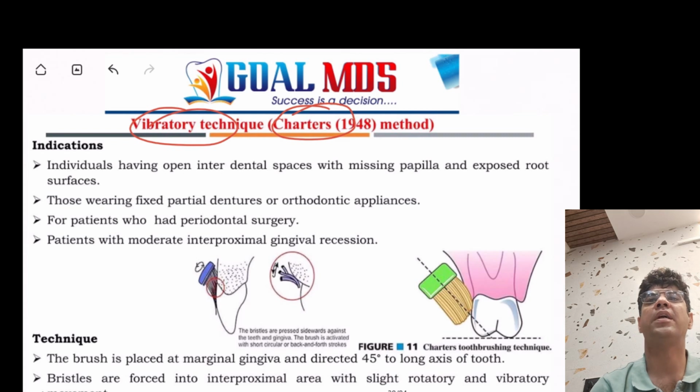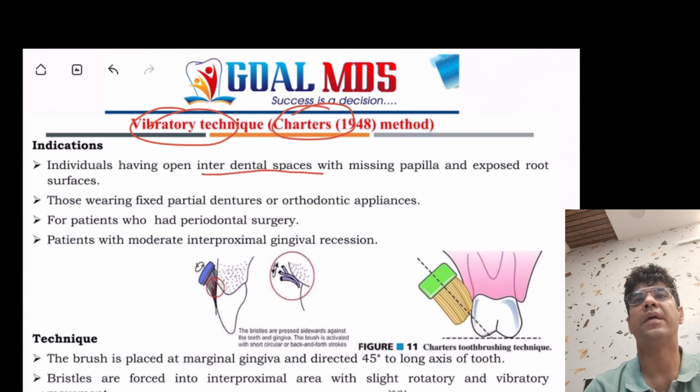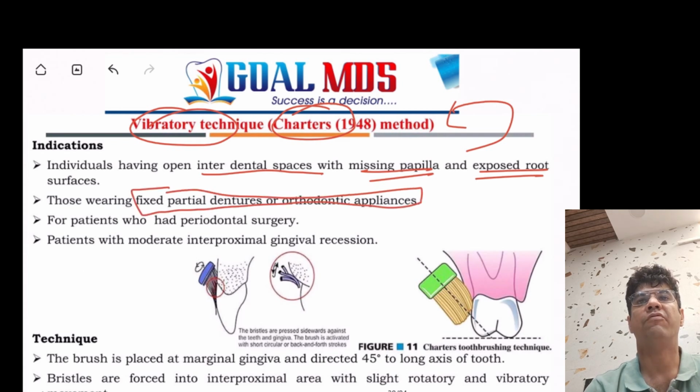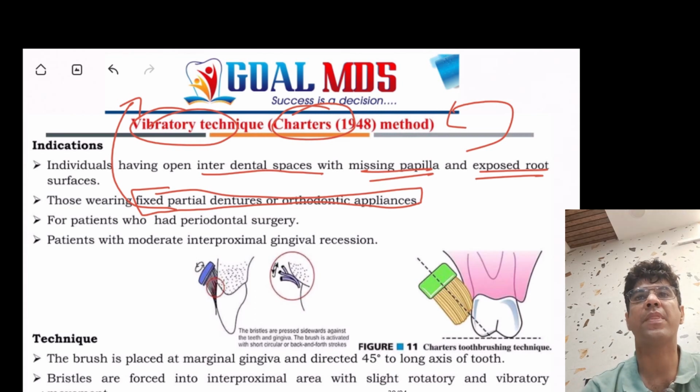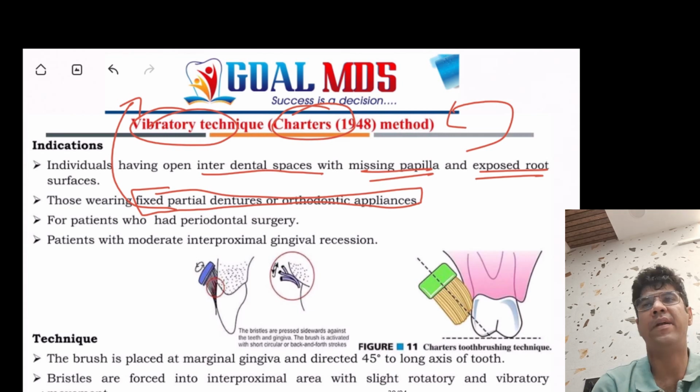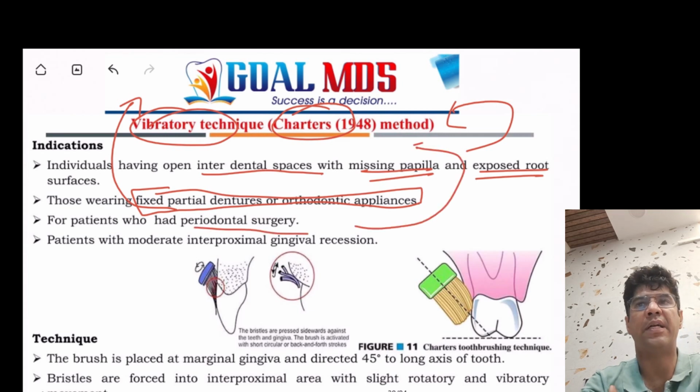The next is the Charter technique. Which technique is used for an individual having open interdental spaces with missing papilla and exposed root surface? It is the Charter technique. Which technique is used for a patient wearing a fixed partial denture or orthodontic appliances? It is the Charter technique. This question was asked in one of your entrance exams: a patient wearing a partial denture or orthodontic appliance, identify the toothbrushing technique. The preferred toothbrushing technique here is the Charter method.